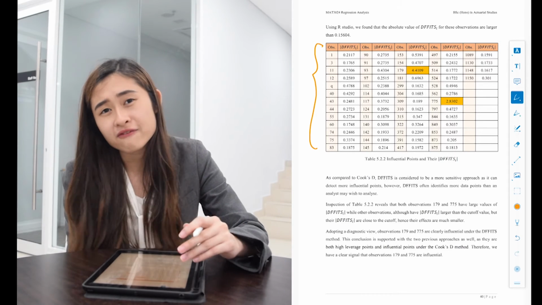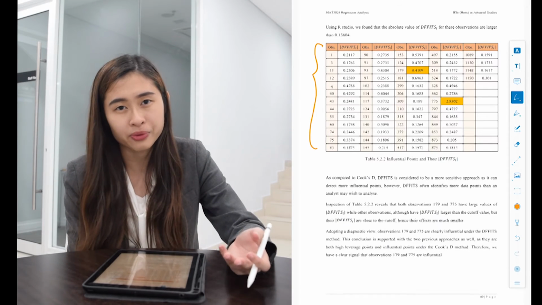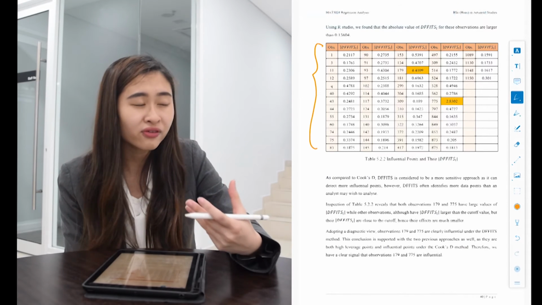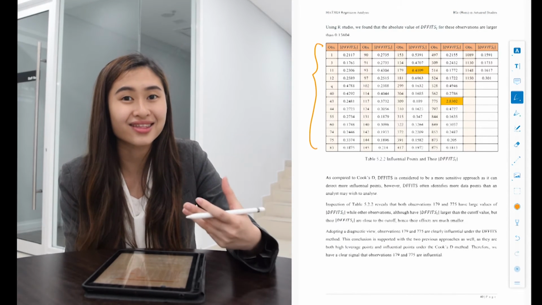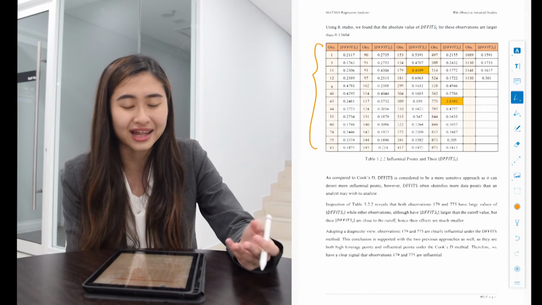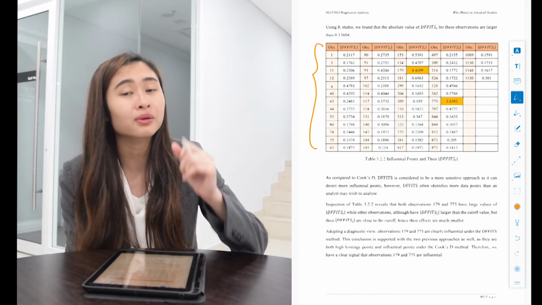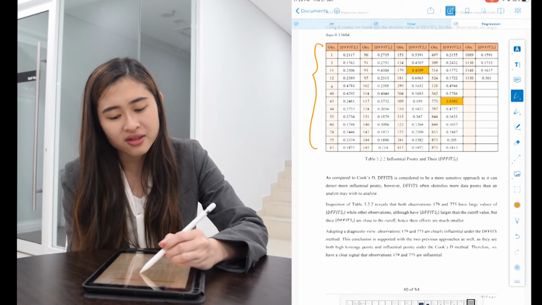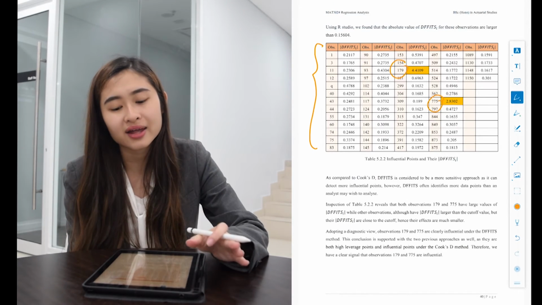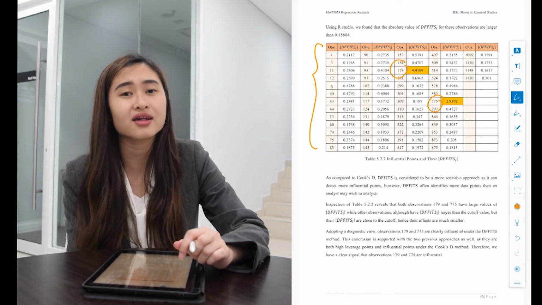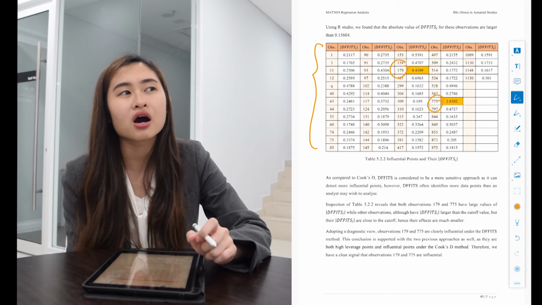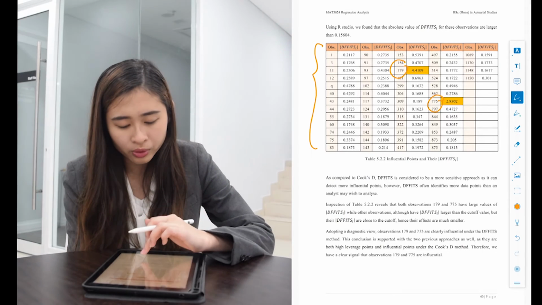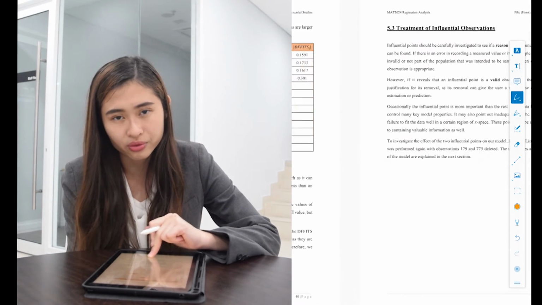However, the DFFITS method is a more sensitive approach as it detects more influential points, but sometimes it identifies more data points than the analyst might wish to analyze. Therefore, adopting a diagnostic view, we realized that 179 and 775 have extremely high absolute value of DFFITS, and for the rest of the observations, DFFITS is actually really close to the cutoff value. So we will only assume these two observations to be influential.